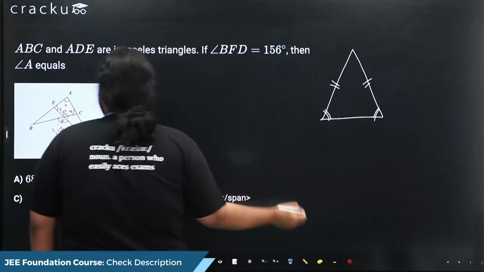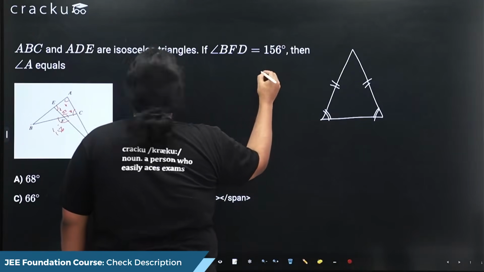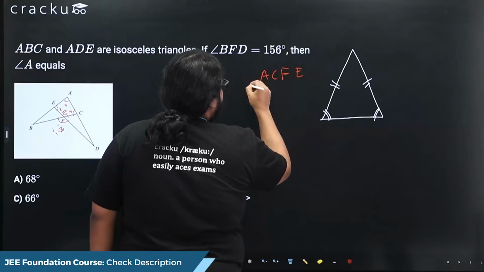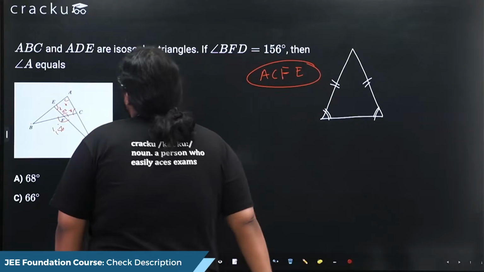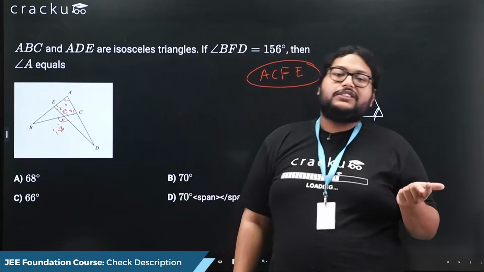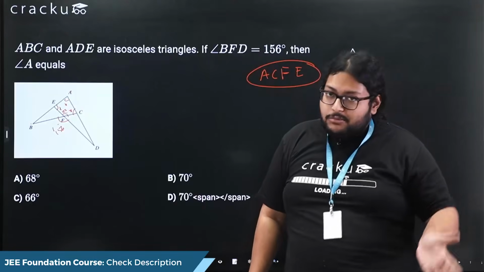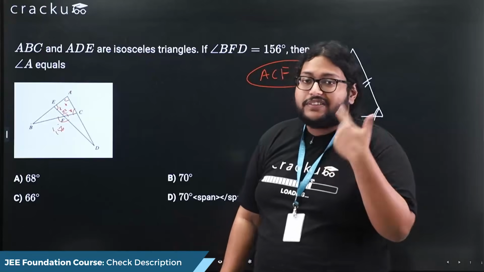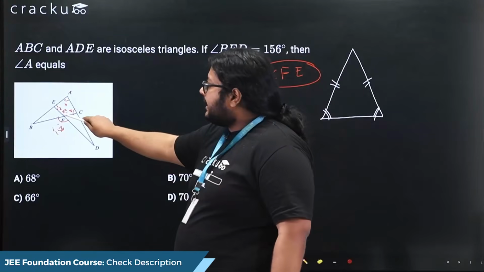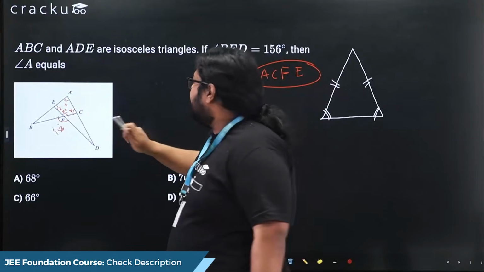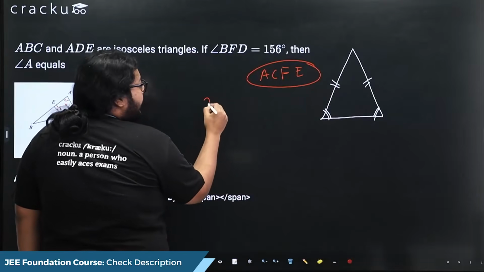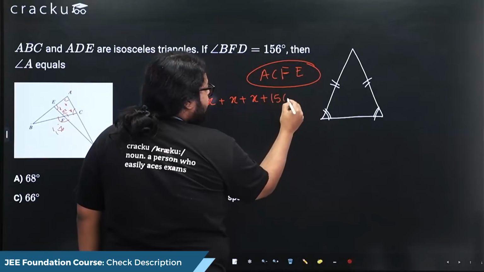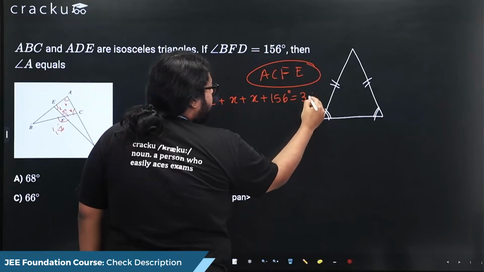Now, if you consider this quadrilateral ACFE, what is the sum of all the four angles of a quadrilateral? Sum of all the four angles of a quadrilateral, no matter what the quadrilateral is, is always 360 degrees. This angle I know, these three angles are all x. So I can say x plus x plus x plus 156 is going to be equal to 360 degrees.